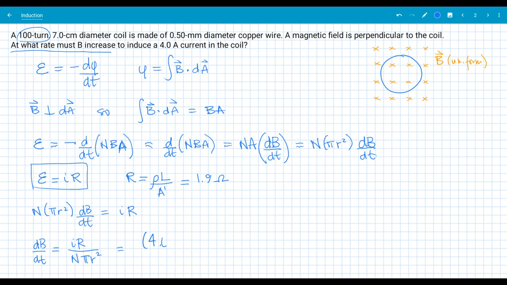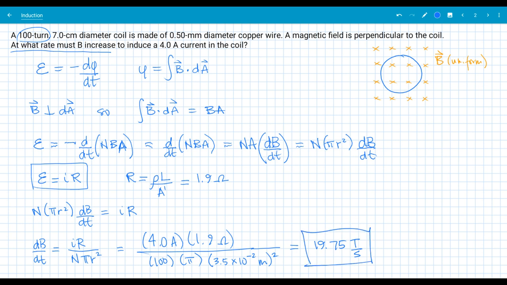My current is 4 amps, resistance 1.9 ohms. There are 100 turns in this thing. Pi is pi. And we're told that the coil is 7 centimeters in diameter. So that means the radius is going to be 3.5 times 10 to the negative 2 meters. We need SI here, and that needs to be squared. Cool. So if I calculate this whole enchilada out here, I'll get something like 19.75 teslas per second. And remember, it's the change in B field over time that's being asked for here.